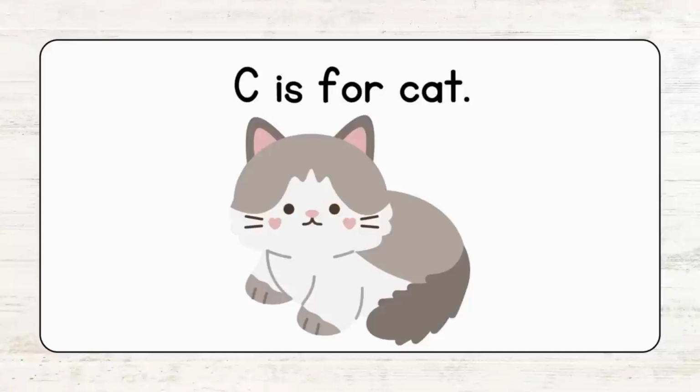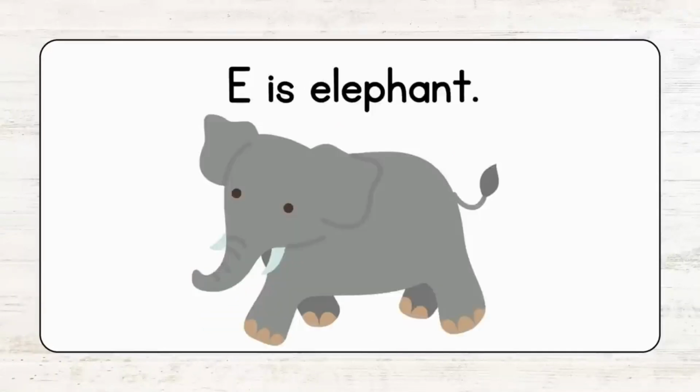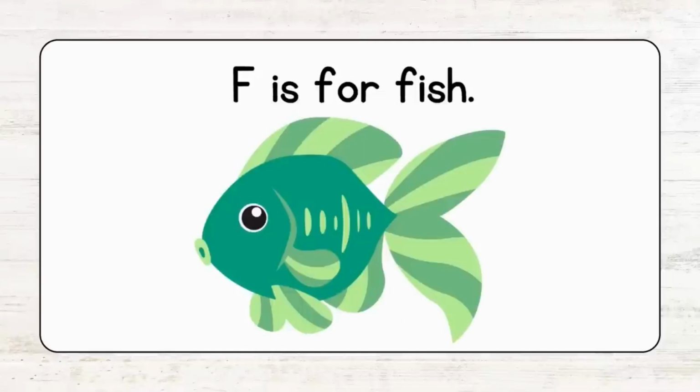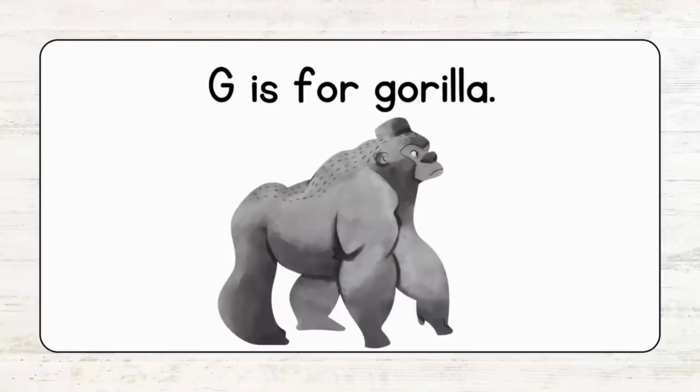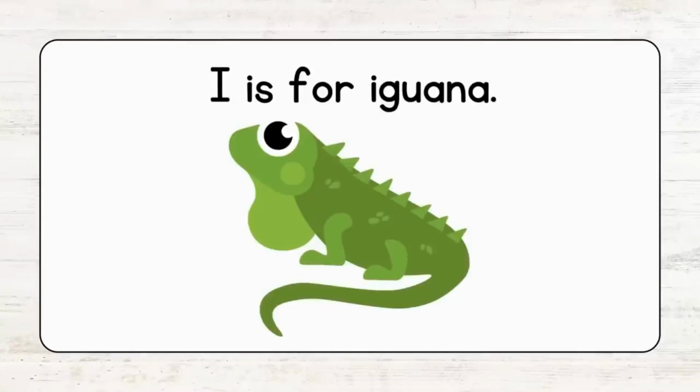Can you say C? D is for dog. Can you say D? E is for elephant. Can you say E? F is for fish. Can you say F? G is for gorilla. Can you say G? H is for horse. Can you say H? I is for iguana.